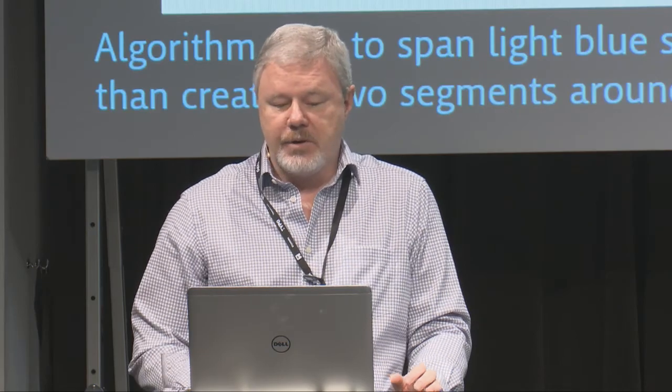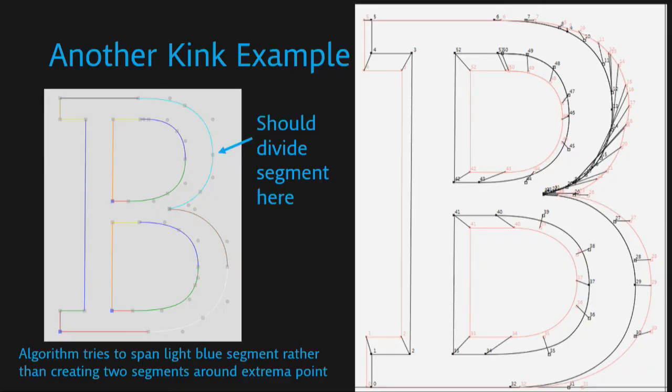So here's another example of a kink that shows up. And the reason, again, lack of harmony. In this case, as you see the B on the right-hand side, the bottom part of the B is nice and harmonious, not too many control points. All the control points move along a line in a fairly reasonable way. The top half of the B, however, is not harmonious.